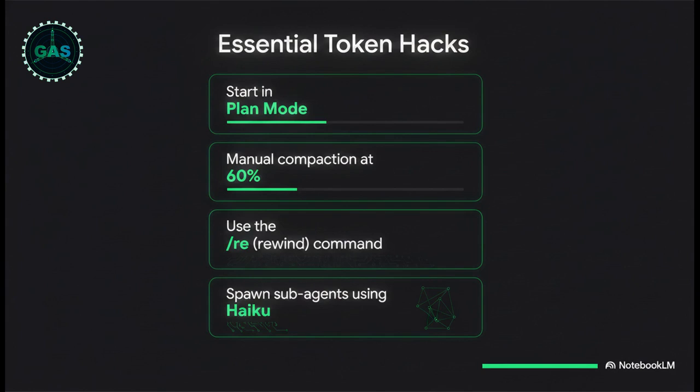Third, you've got to use the /rewind command. If the AI makes a mistake, don't just tell it to try again, because that mistake is going to stay in its memory forever. Rewind the conversation and drop that bad context entirely. And finally, for basic research, just spawn a subagent using a much cheaper model like Haiku so you aren't burning your premium tokens on super simple tasks.